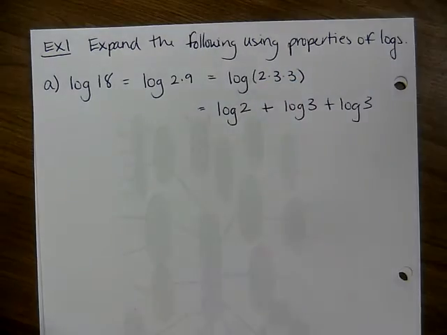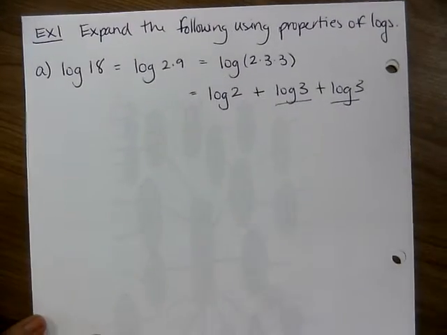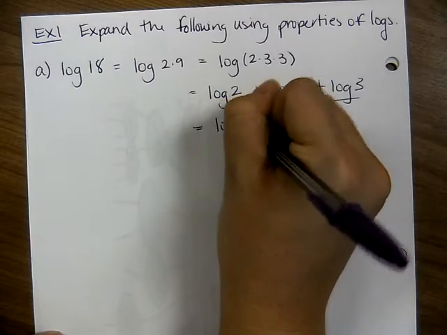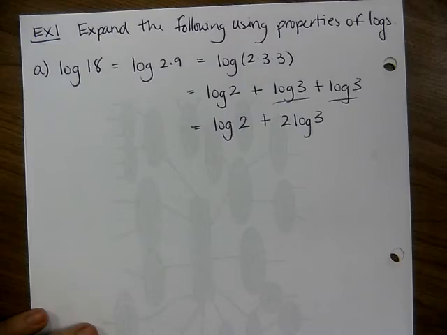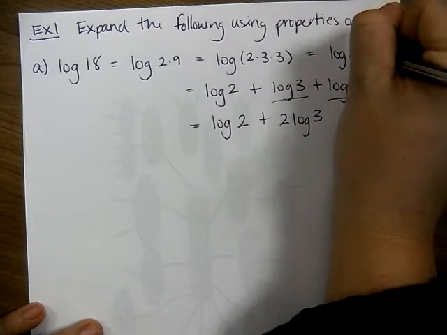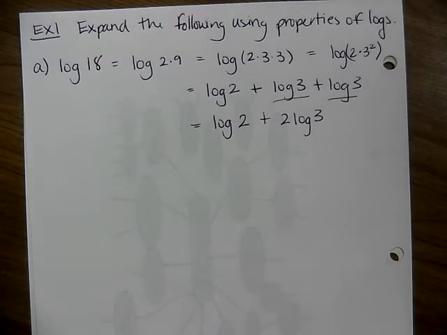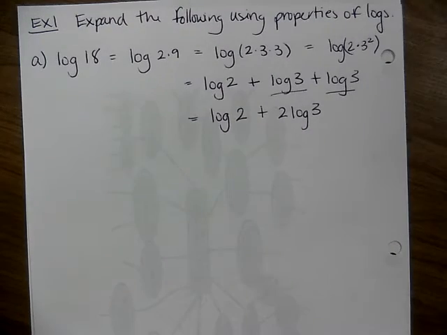You want to take it down to all the prime factors. Now, is this done? No, because these are like terms, aren't they? You can combine them. So the final answer should give us log of 2 plus 2 times the log of 3. Now you could have also thought of this like log of 2 times 3 squared, right? Then that 3 squared, you would have pulled the 2 out front as well. So you would still end up with 2 times the log of 3. All right, so either way you want to think about it.